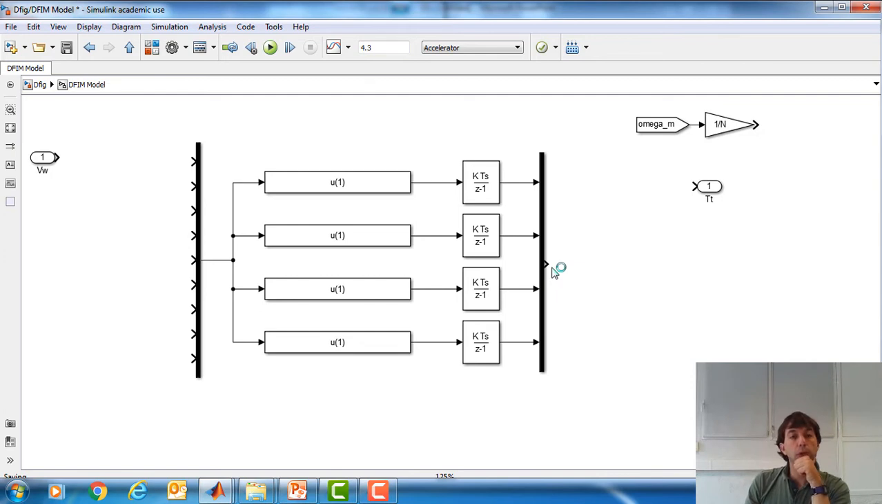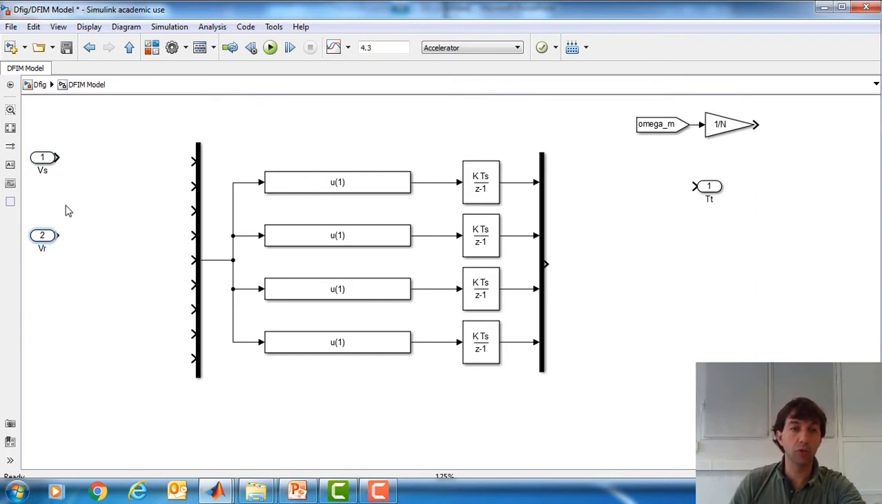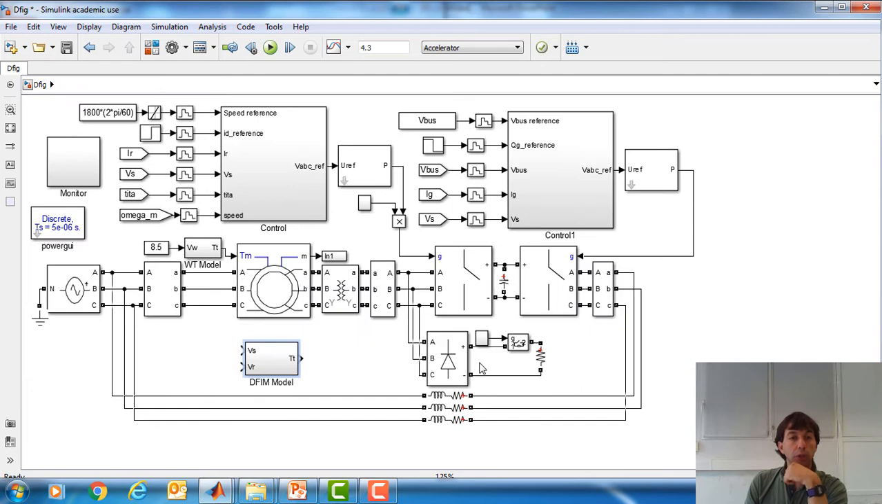Okay, so here as inputs we will need the fluxes, alpha, beta for the stator, alpha and beta for the rotor. So here we have multiplexed the fluxes. Then here we will need the stator voltage. Then we also need the rotor voltage, and we will use ABC input voltages.